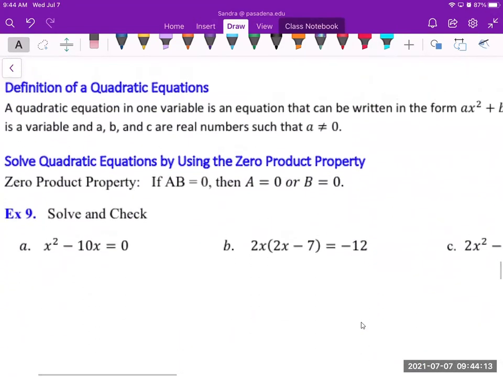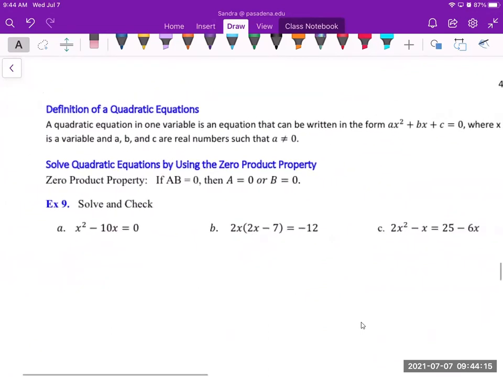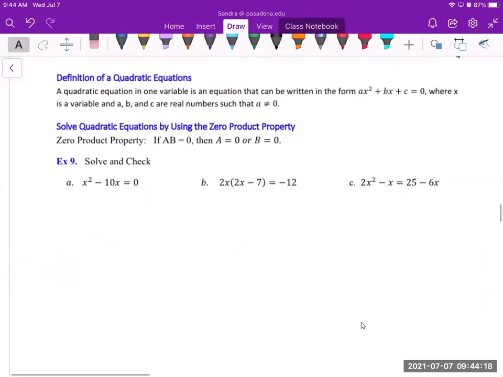Okay, let's go ahead and move on to quadratic equations. A quadratic equation in one variable is an equation that can be written in the form ax squared plus bx plus c is equal to 0, where x is a variable and a, b, and c are real numbers such that a cannot equal 0. Okay. It's called quadratic. Let me go ahead and quickly go over the word quadratic. It's called quadratic because the degree of the exponent happens to be degree 2. Super, super important. From now on, everything that we call quadratic happens to be degree 2.